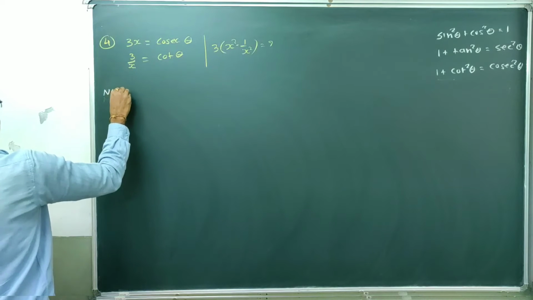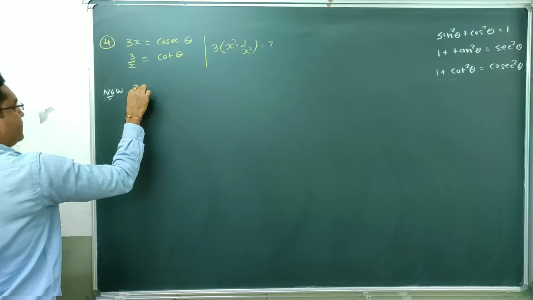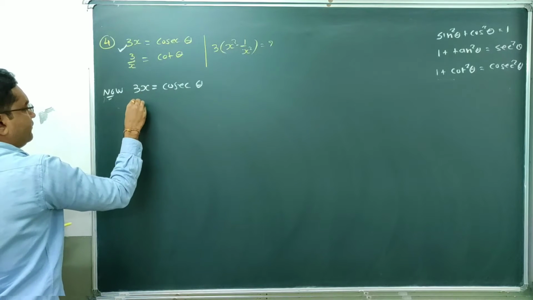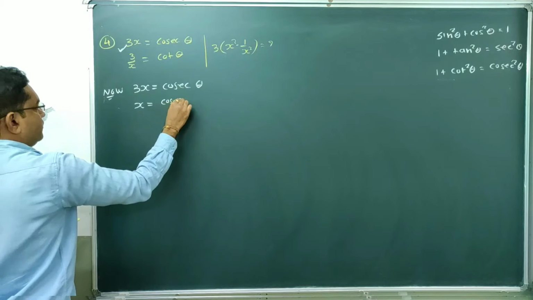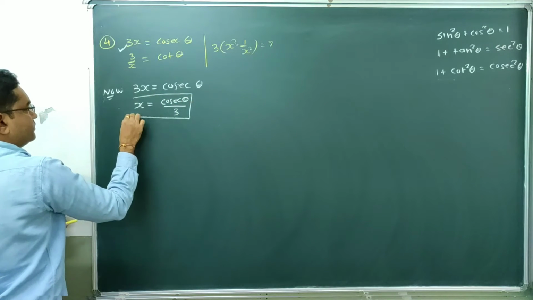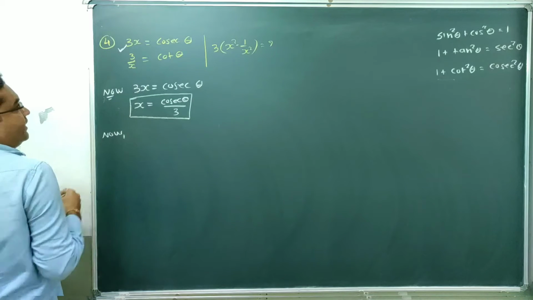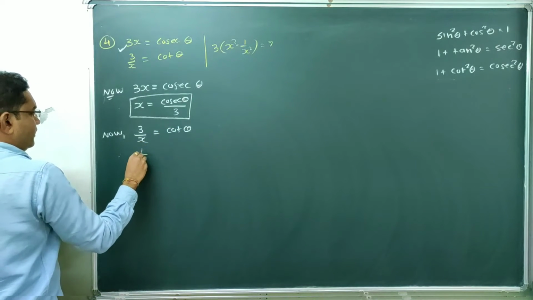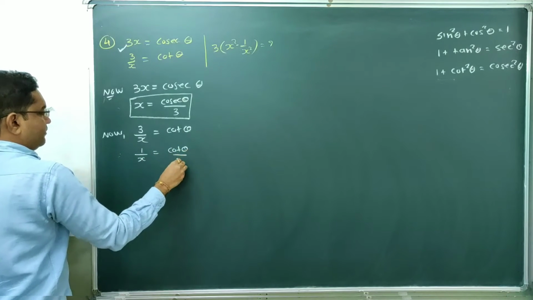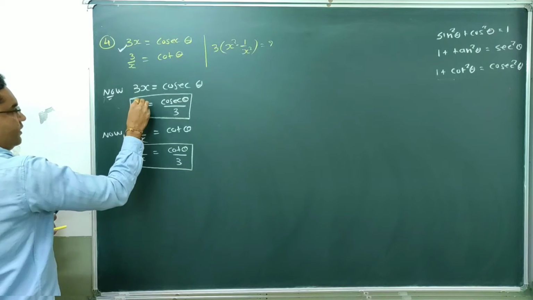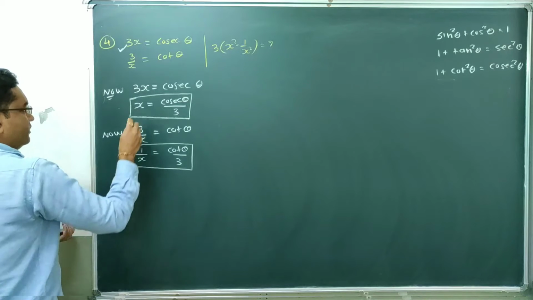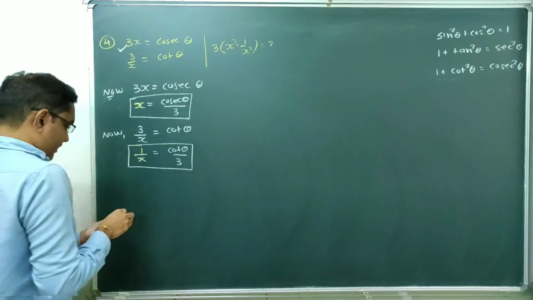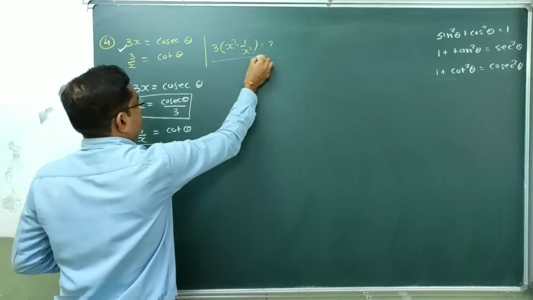So now here first given is 3x equal to cosec theta. So from this expression I can write the value of x, where x is cosec theta by 3, and from the second given expression, 3/x equal to cot theta, I can write 1/x equal to cot theta by 3. Now you will ask, sir, why did you do this, why derive it in the form of x and 1/x? Look, I have derived the equation in terms of x and 1/x because I require x square minus 1/x square. What we have to find, you have to see that first.